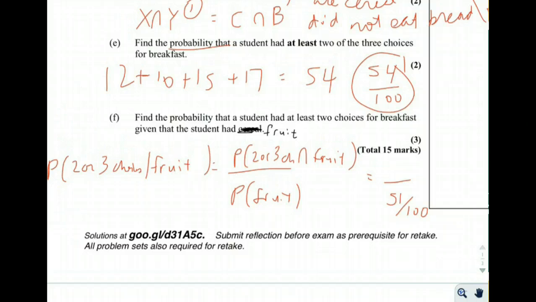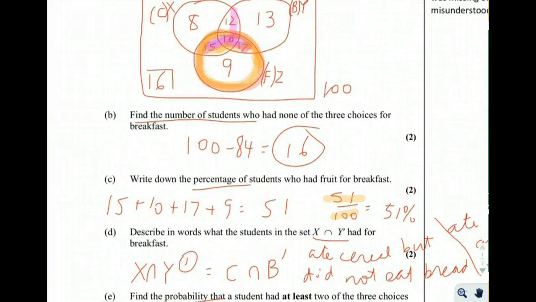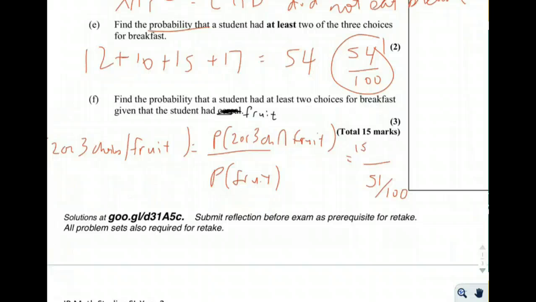The numerator is going to be, let's see, 2 or 3 choices and had fruit. So that would be 15 plus 10 plus 17 divided by 100. Okay, so let's simplify that. 15 plus 10 plus 17 is equal to 42. So 42 divided by 100 over 51 divided by 100, and then we just get rid of the hundreds and we end up with 42 divided by 51.